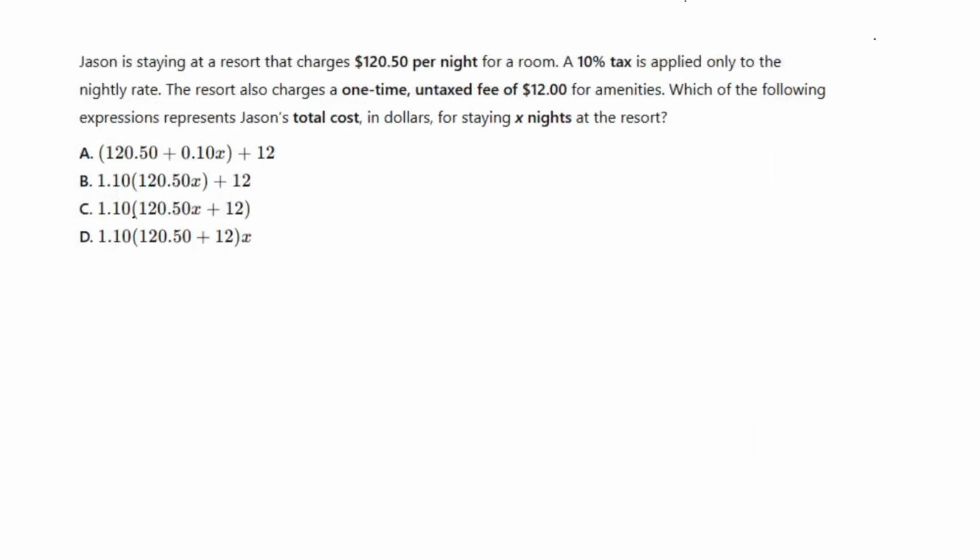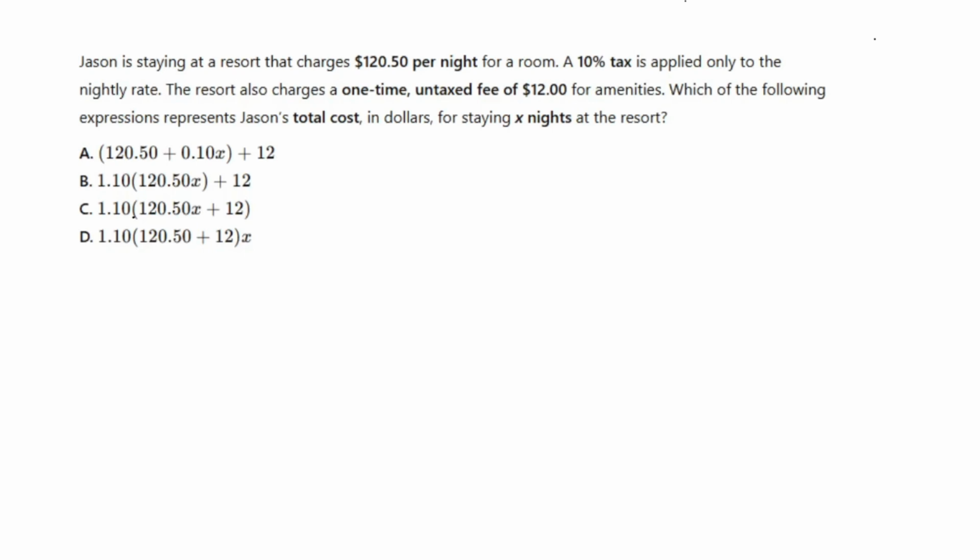Alright, so this SAT math question states, Jason is staying at a resort that charges $120.50 per night for a room. A 10% tax applied only to the nightly rate. The resort also charges a one-time, untaxed fee of $12 for amenities. Which of the following expressions represents Jason's total cost in dollars for staying X nights at the resort? So let's look at how we can find the correct answer.